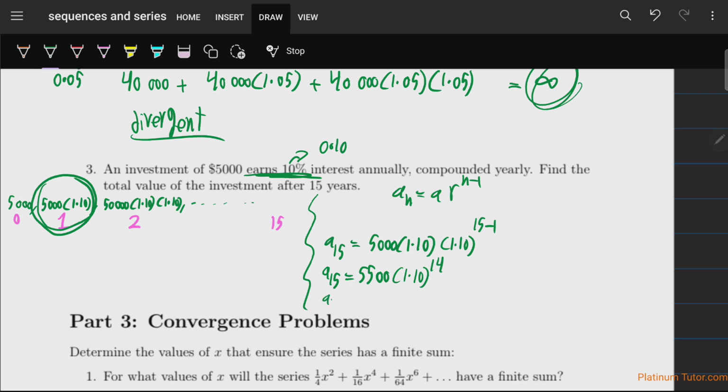So let's see what that is. 1.10 to the power of 14. Okay, and multiply that by 5,500, and we get 20,886.24, and this is roughly. So that's how much money you would have in 15 years.